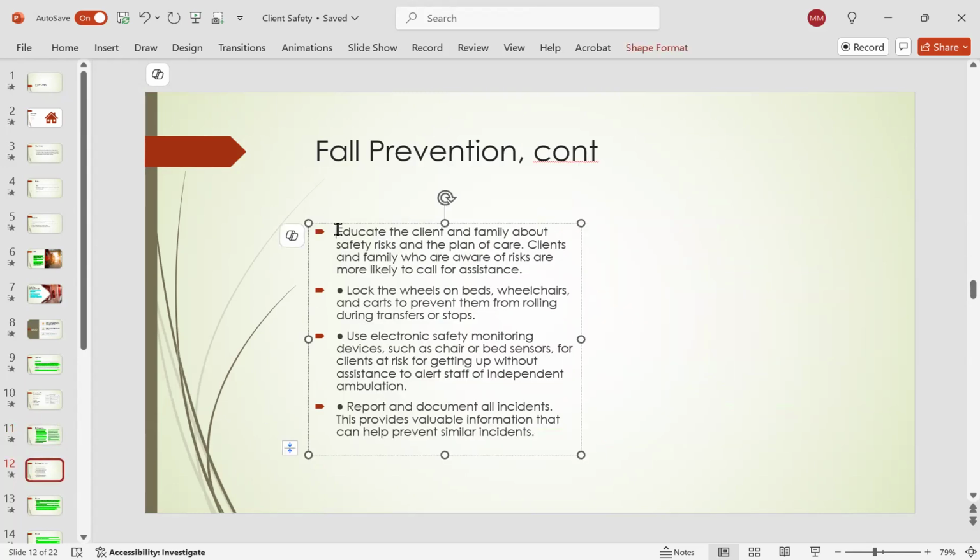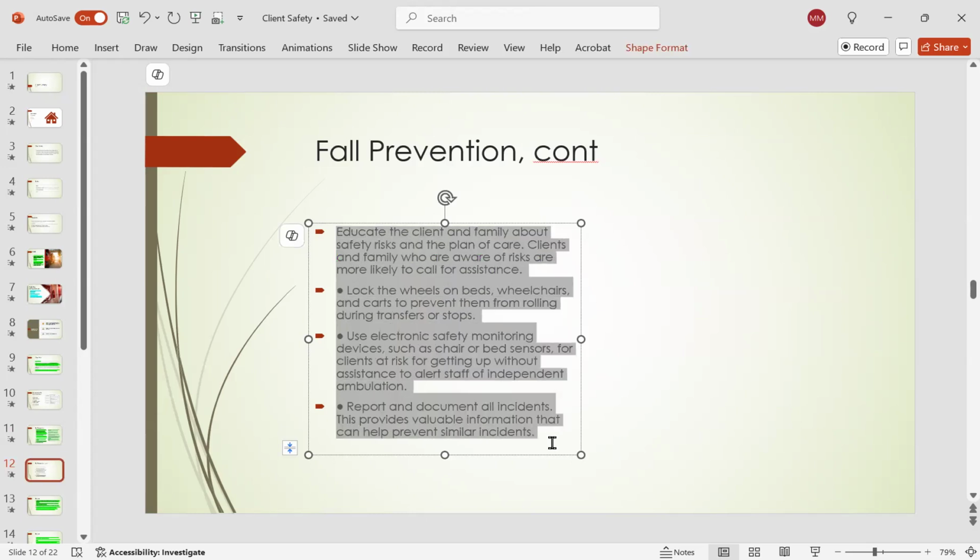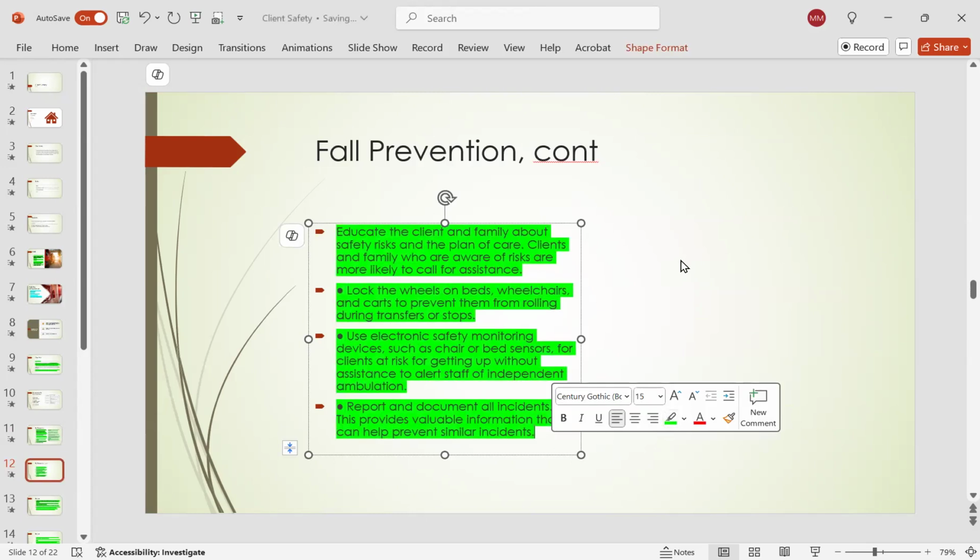And this is almost redundant. It's the same thing. Educate everybody about the fall risks and how to prevent falls. Always lock wheels on beds, wheelchairs, and carts to prevent them from rolling.